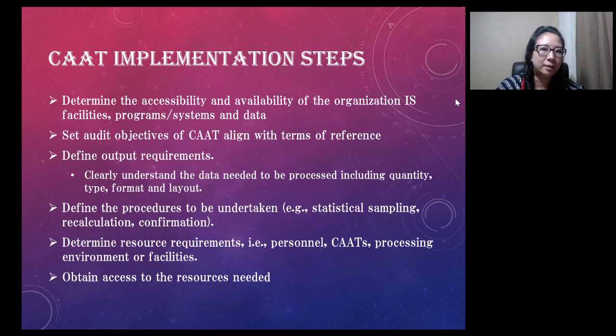So how to implement the CAAT? First, we need to define the accessibility and the availability of our IS facility and software and so on. We need to know whether our software already has this kind of data. That's why, a few weeks back, when I asked you about the evidence, we need to know whether this evidence can be provided by the software or not. If it can be, we need to know what kind of information is already in the system.